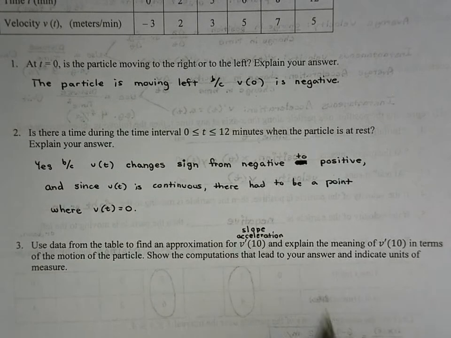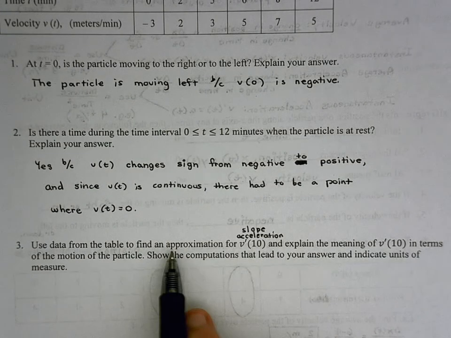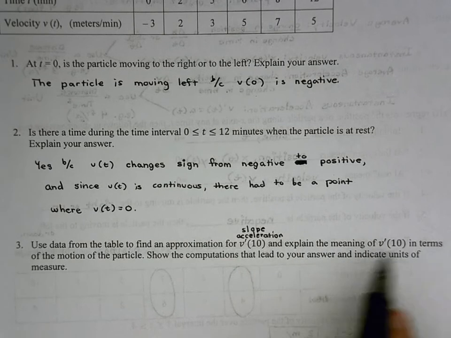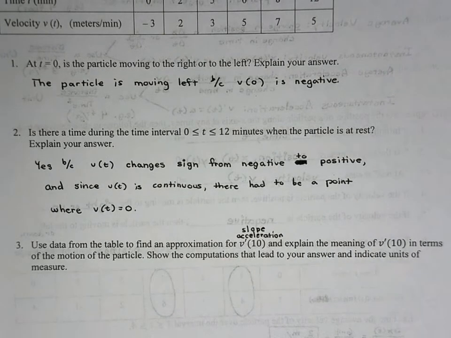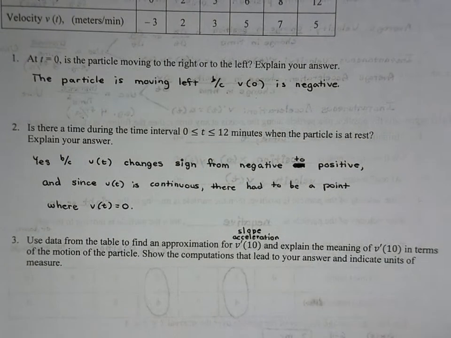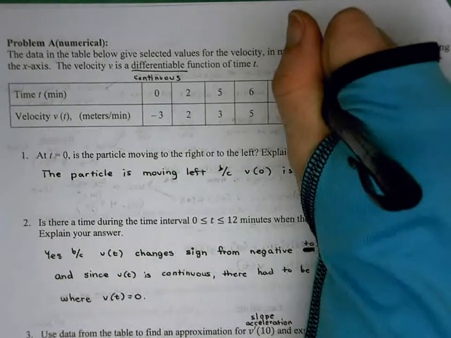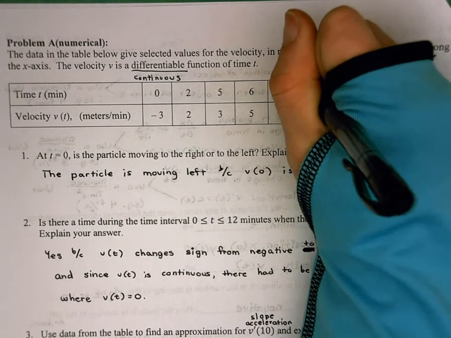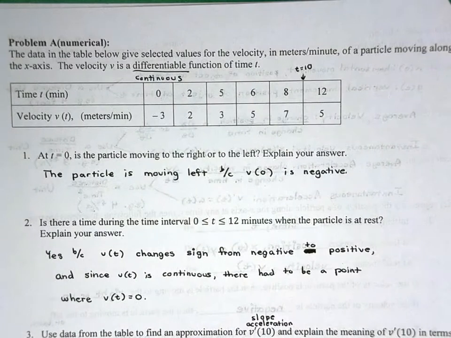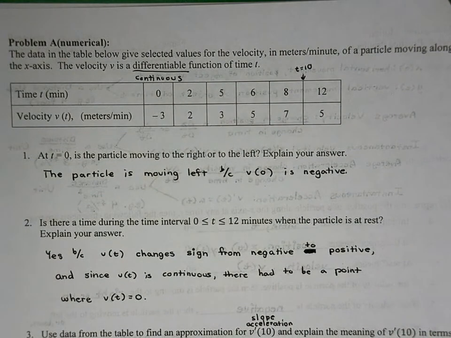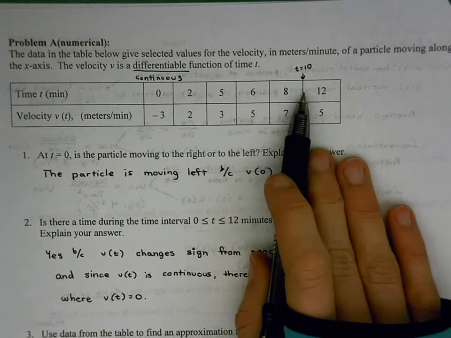Okay, so we're going to go ahead and calculate that, or approximate it technically, and explain the meaning in terms of the motion of the particle. We're going to show the computations that lead to our answer and indicate units of measure. Okay, so when I'm looking at my table up here, I know that t equals 10, which is what I'm trying to find, is right here, located halfway between t equals 8 and t equals 12, and what better place to be situated for finding an approximation, right? Right at the average, the mean between 8 and 12.